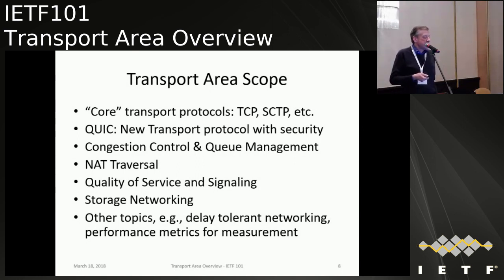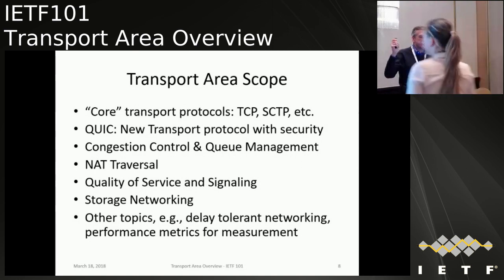Quality of service and related quality of service signaling work goes on in the transport area. This is topics like the differentiated services QoS framework for the internet. Storage networking. A number of very important protocols that are used in distributed storage are developed in the transport area. iSCSI and NFS are two examples. And there's a whole bunch of other topics, such as delay-tolerant networking and performance metrics and measurement, where the transport area has been a logical or convenient home for that.